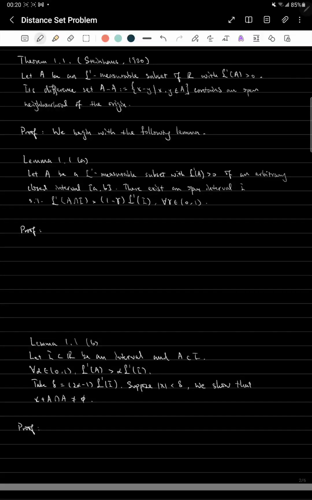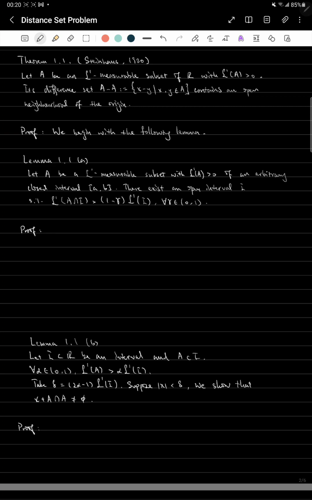This is the very first lecture of a lecture series on the distance set problem. We'll begin with a theorem proved by Steinhaus in 1920 out of its beauty. So in 1920, Steinhaus raised this theorem out of almost nothing. And by almost nothing, I mean it's Sierpinski's work on a rather simple problem, which is solving the Cauchy equation in the space of measurable functions.